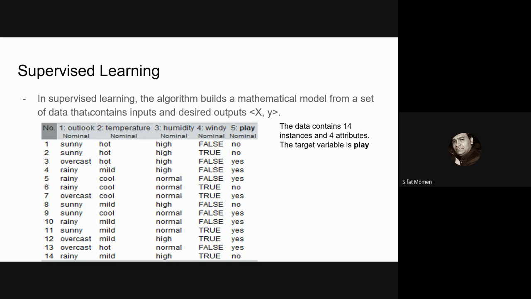So let's try to understand the differences between these kinds of learning. Here's an example of supervised learning. In supervised learning, the algorithm builds a mathematical model from a set of data that contains the inputs and the desired output. Now, let me try to explain this one.